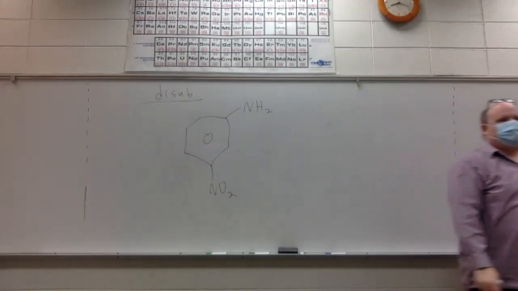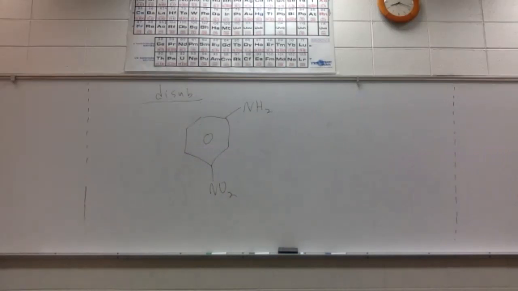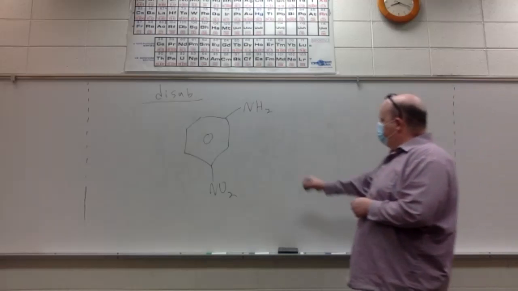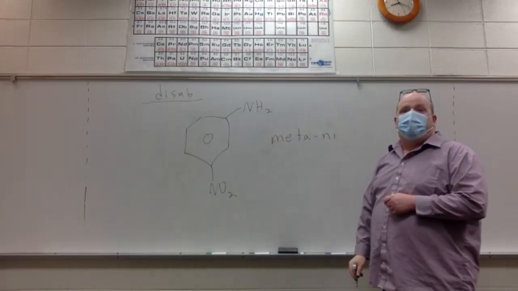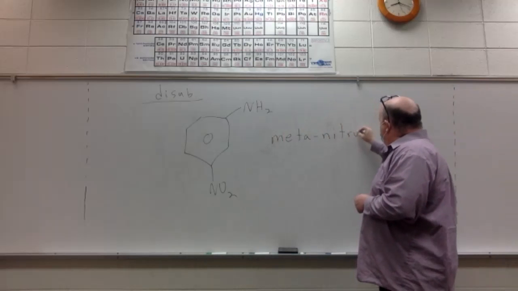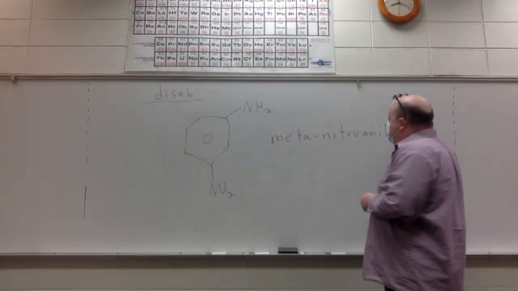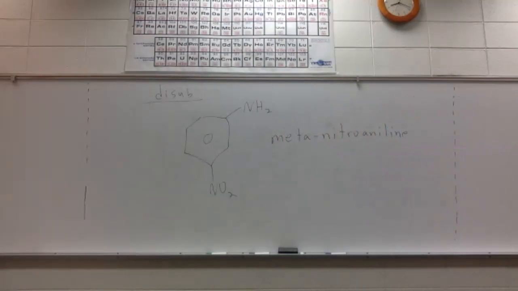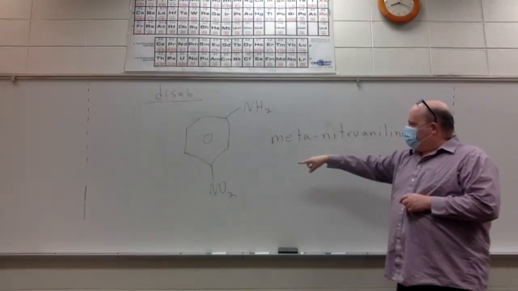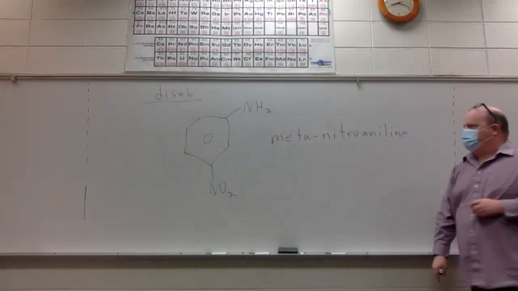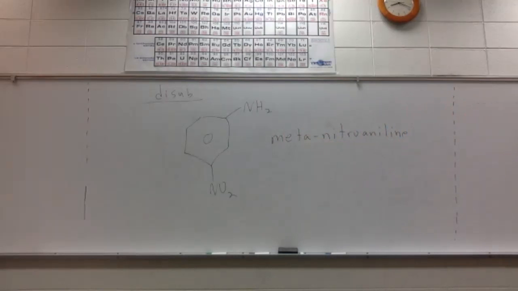What's that one called? Nitro, and meta-nitro what? Aniline. Yeah, very good. It's an aniline because it's got a benzene ring and an NH2. So we can use aniline as our parent. We have a nitro group as the other substituent. They're in a meta positioning. Okay.